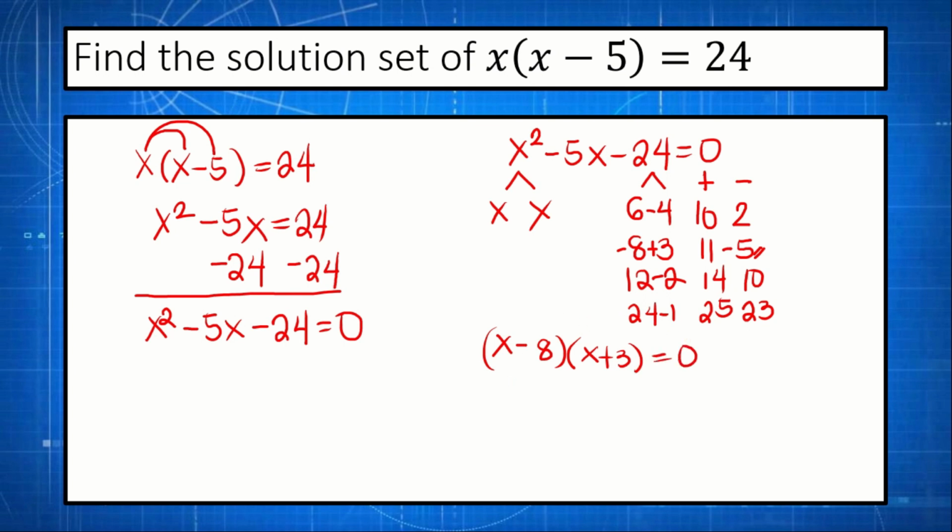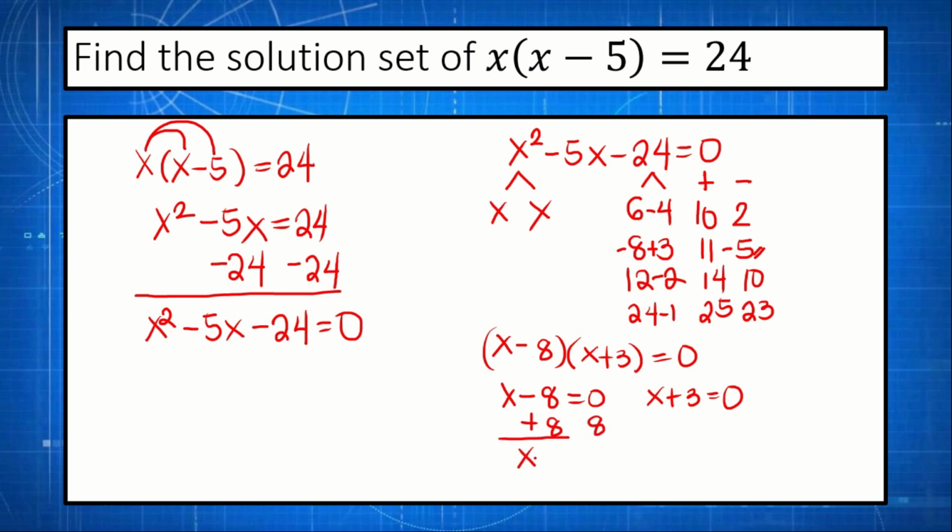Then we apply the zero product property. We have x minus 8 is equal to 0 and x plus 3 is equal to 0. So we add both sides of the equation by 8.